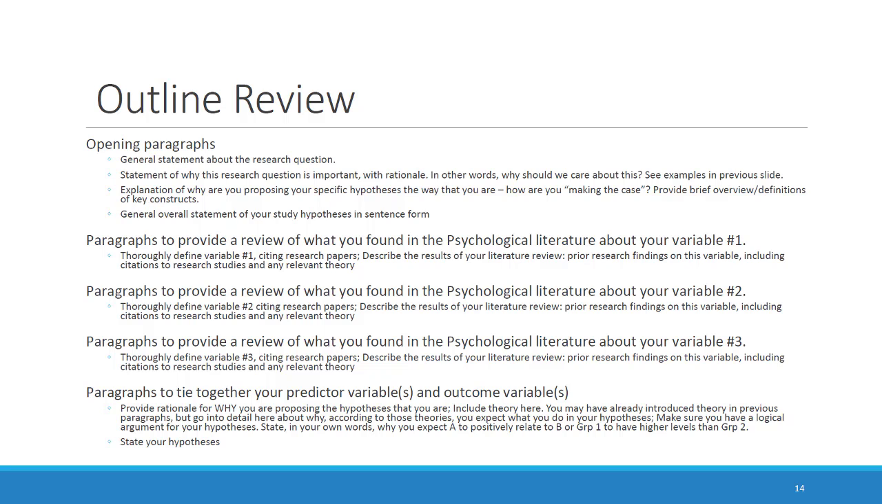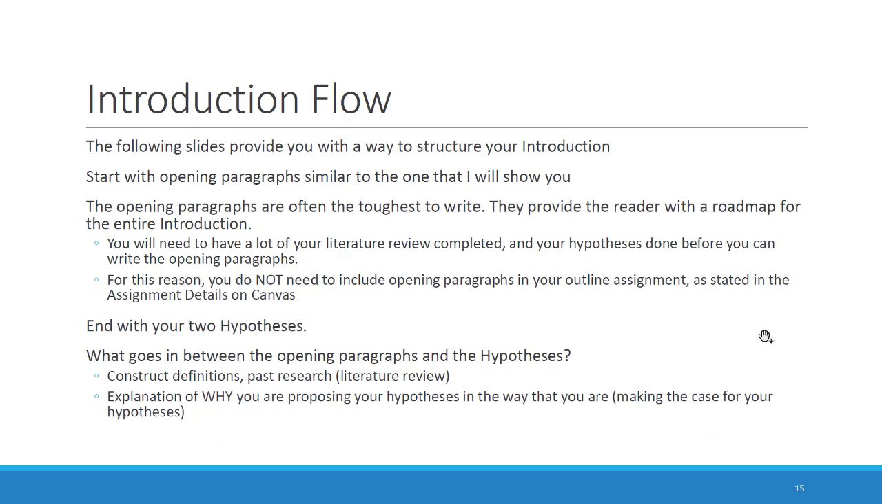I went over this earlier in today's lecture, so I'm not going to go over it again, but as a quick reminder, this is the overall outline of your introduction section: your opening paragraphs, your variable number 1, variable number 2, variable number 3, and then your paragraphs to tie together your variables. Now I'm going to transition to again talk about that first paragraph or those first few paragraphs in your paper, because I mentioned in our last video that this is something that can be quite difficult, and it's oftentimes something that you do after you have written the rest of your outline.